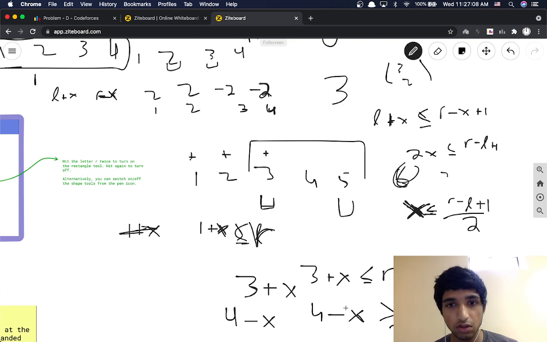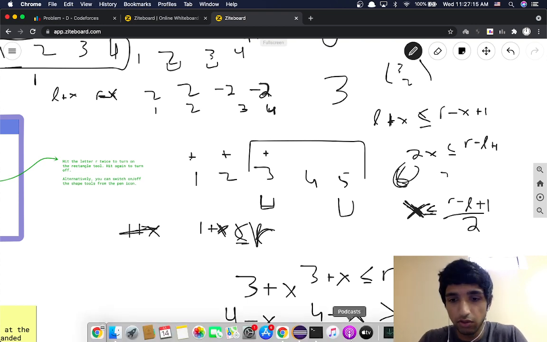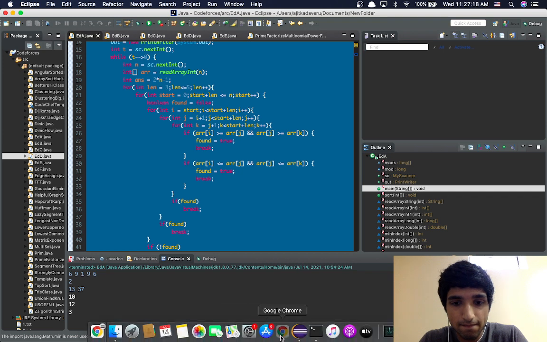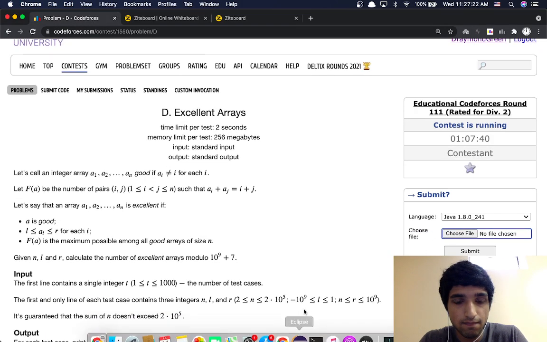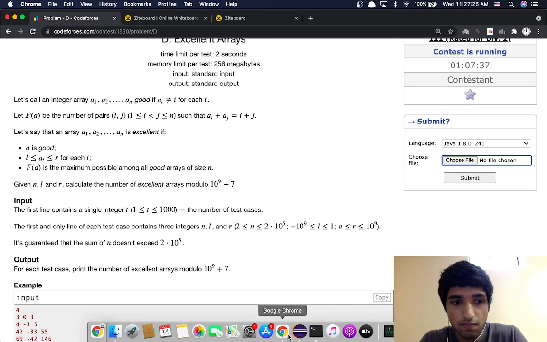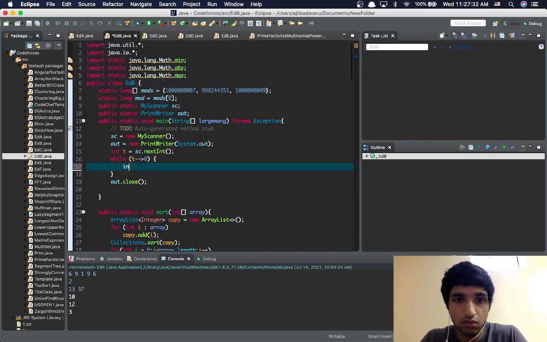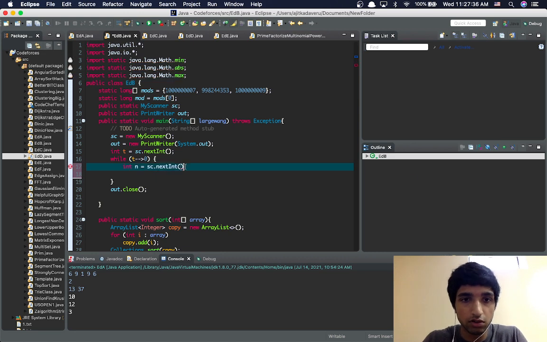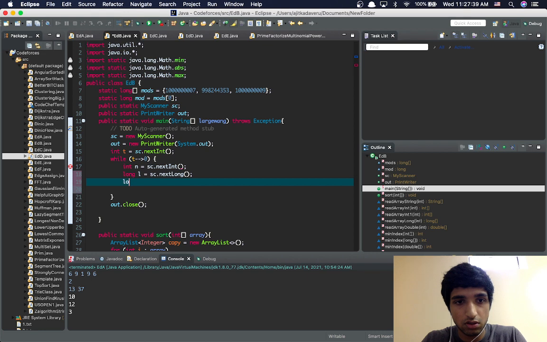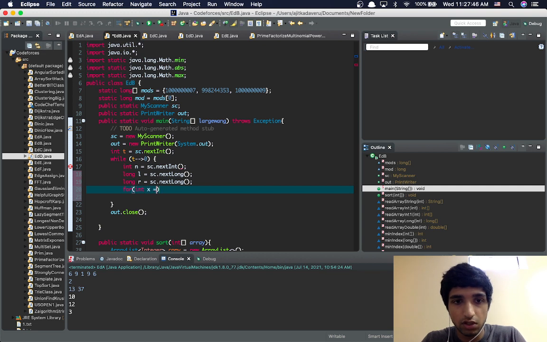Wait, do you just loop until, what? Let's just start coding. Okay. Let's make L and R longs just because. Okay, so for int x equals 1, x is less than or equal to, what were we doing? R minus L plus 1 over 2. That takes the floor, so we might as well just go one higher.